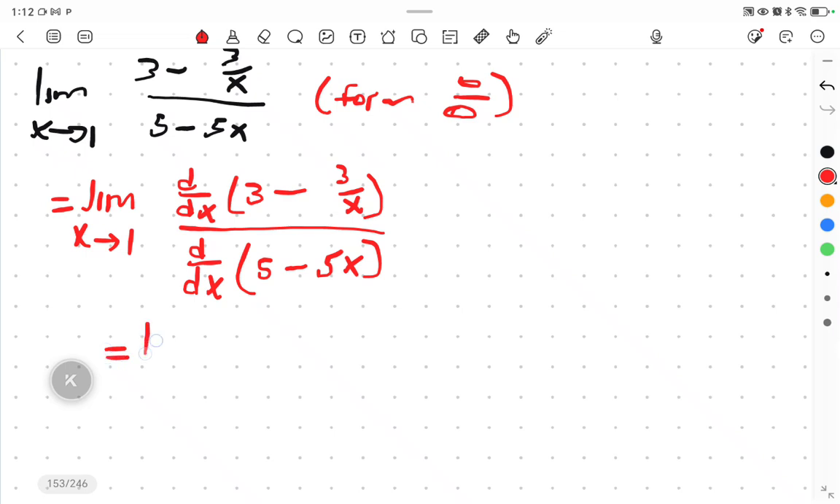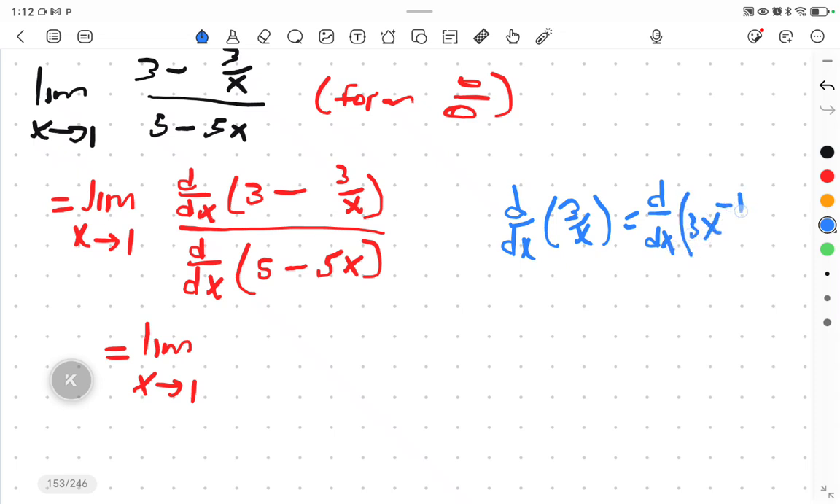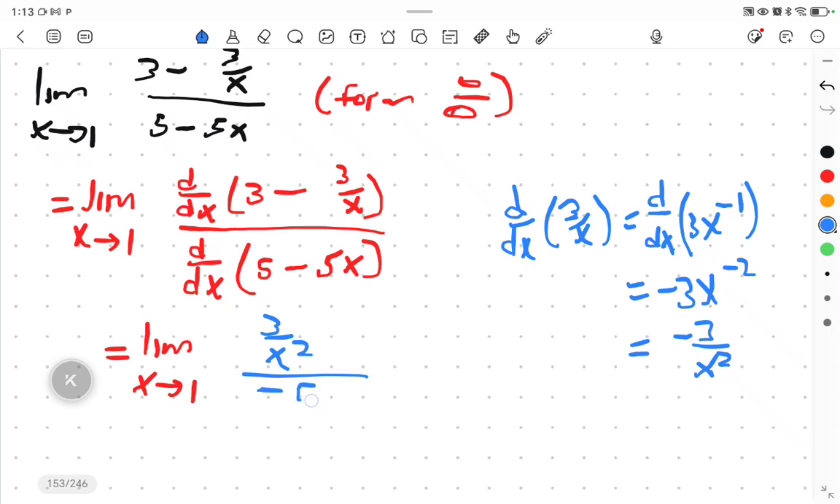When I derive this, I'm going to get the numerator. I'm going to get the derivative. So let me write the derivative here of 3 over x. I'll get, this is the derivative of 3x minus 1. Then this is minus 3x minus 2. And this is minus 3 over x squared, which in this case will be 3 over x squared. You see, right? All over, this would be minus 5.